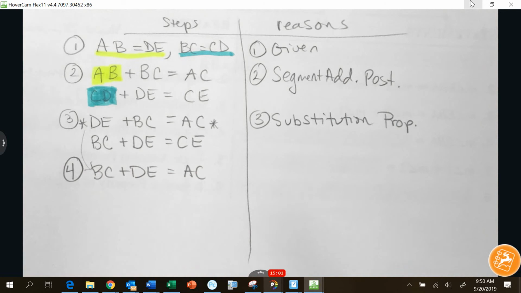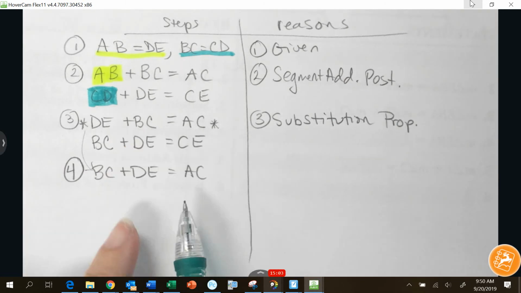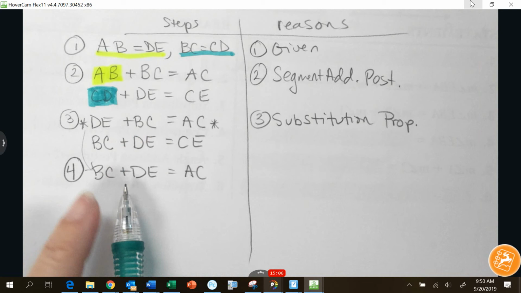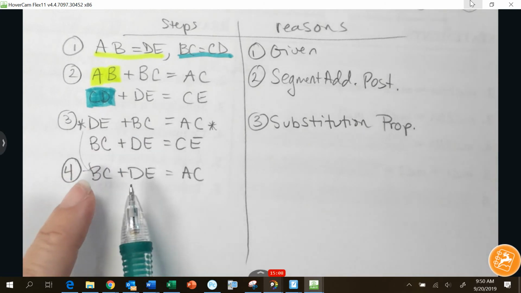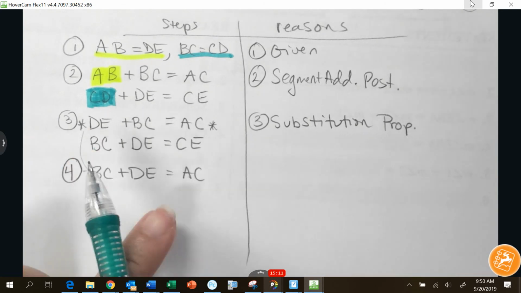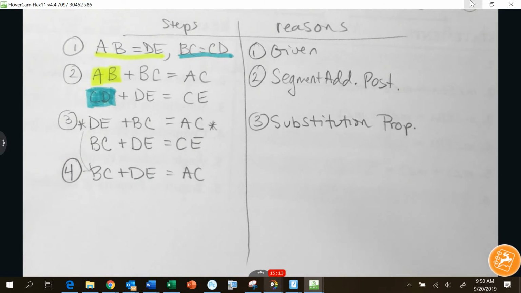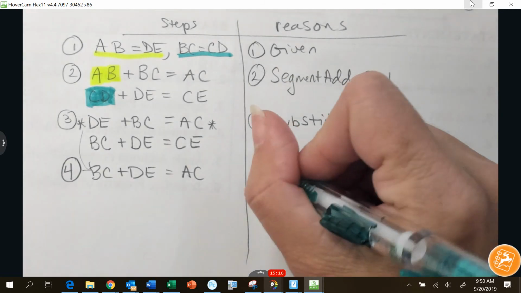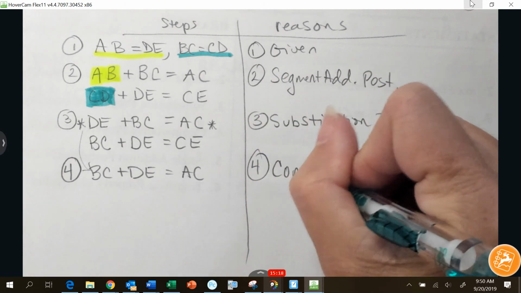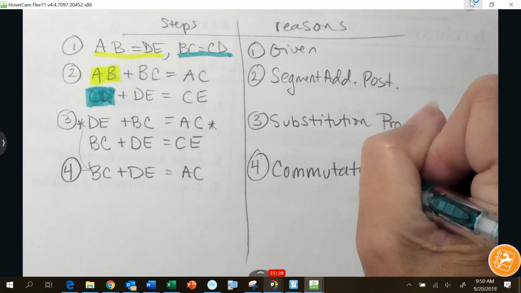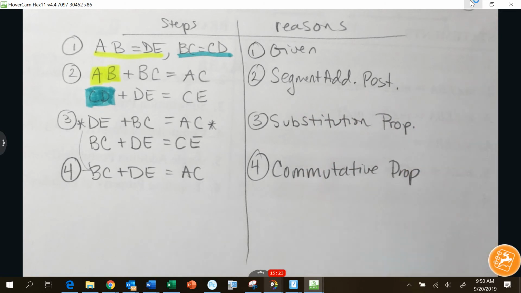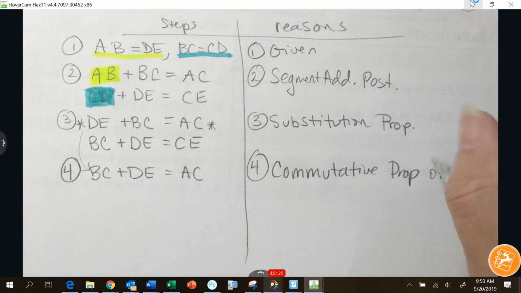So the symmetric property is when you switch it around the equal sign. I did not switch it around the equal sign. This is where I'm taking addition, and I know that if I add two things, I can add them in any order, and I can still add them. So this is called the commutative property. You should have learned it in a previous course. Commutative property of addition. I would just write commutative property, but there is a separate commutative property of multiplication.